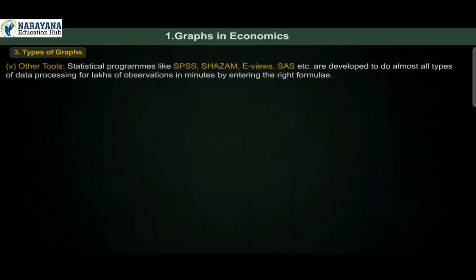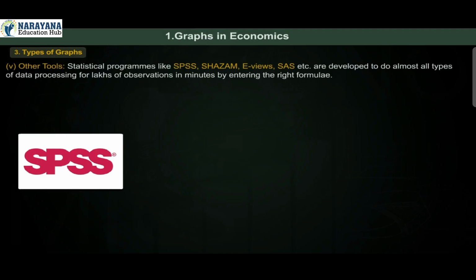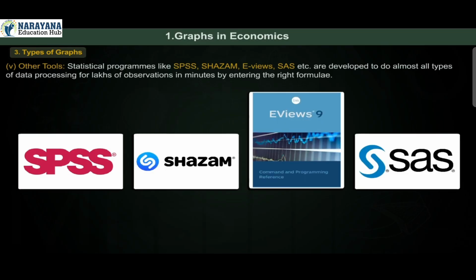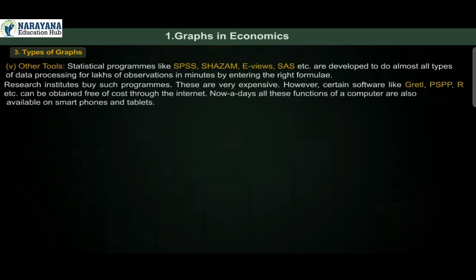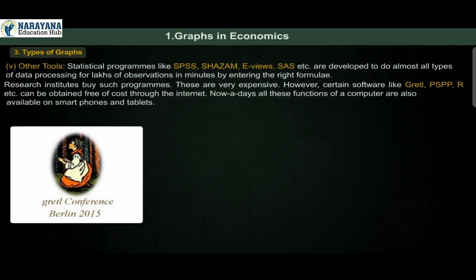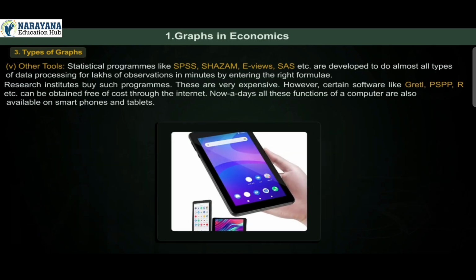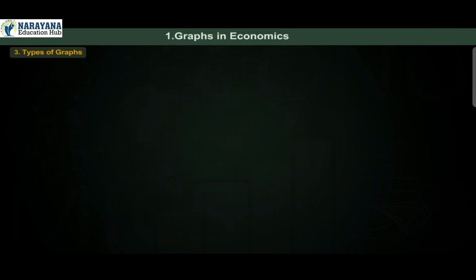5. Other tools. Statistical programs like SPSS, Shazam, eViews, SAS, etc. are developed to do almost all types of data processing for lakhs of observations in minutes by entering the right formula. Research institutes buy such programs. These are very expensive. However, certain software like Gretl, PSPP, R, etc. can be obtained free of cost through the internet. Nowadays, all these functions of a computer are also available on smartphones and tablets.